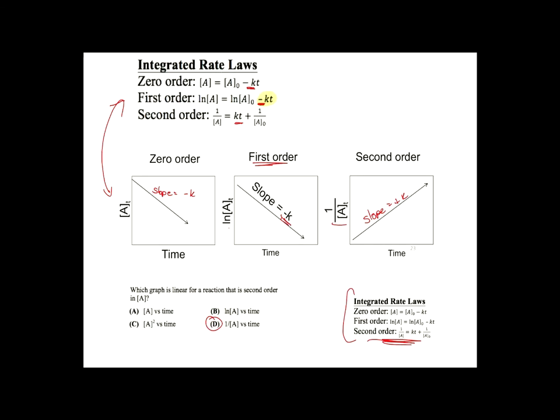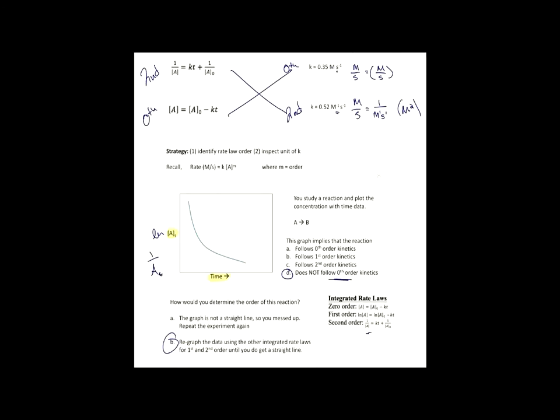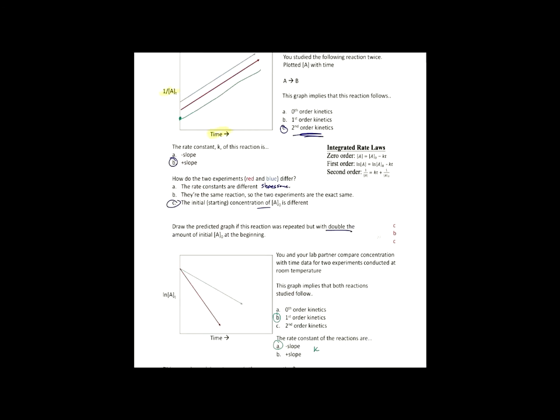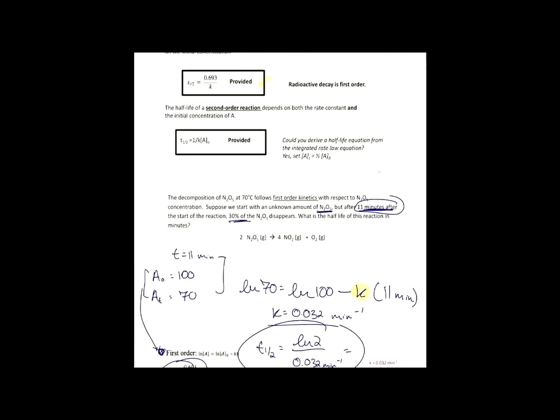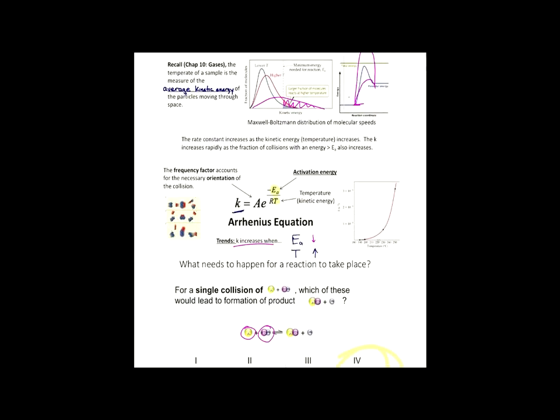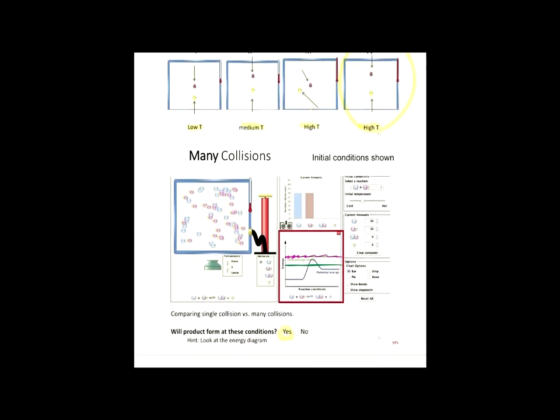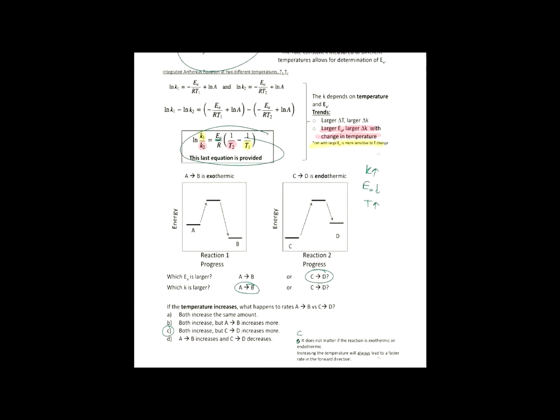All right, and so that was the second way we determined rate laws, through the integrated rate law equations and graphing. And now we are on this intermediate part where we're looking at specifics of activation energy and the Arrhenius equation. So we left off right here.